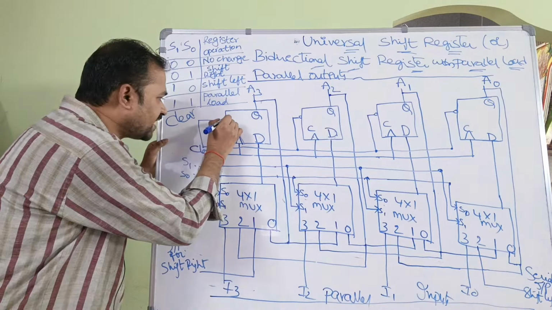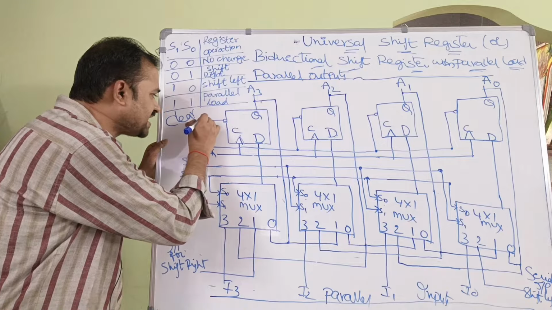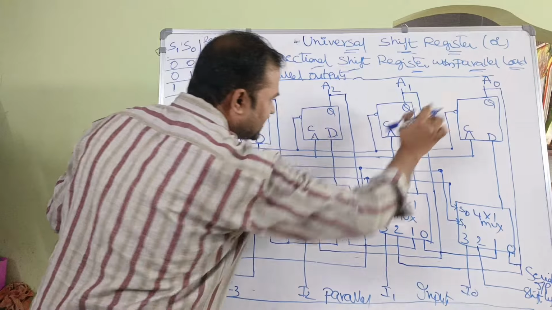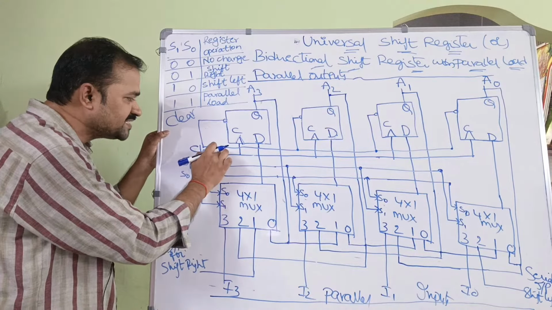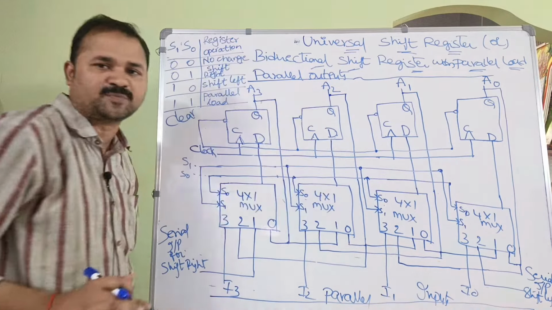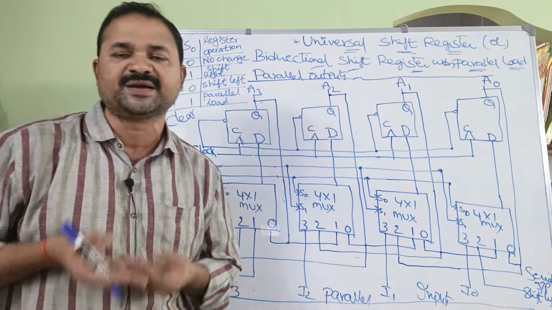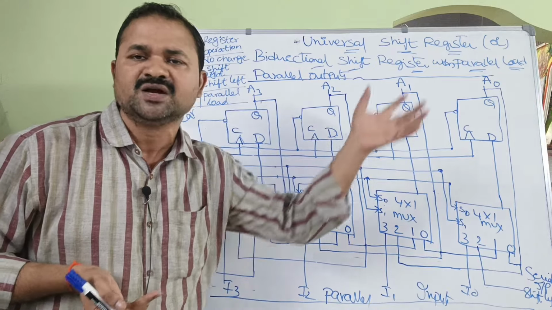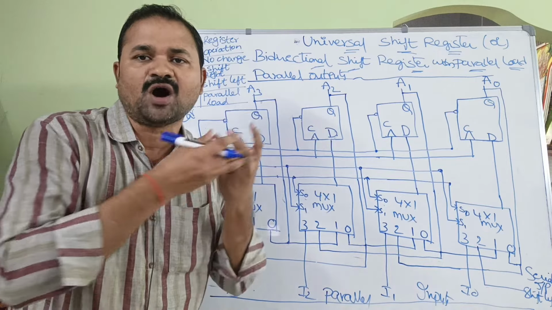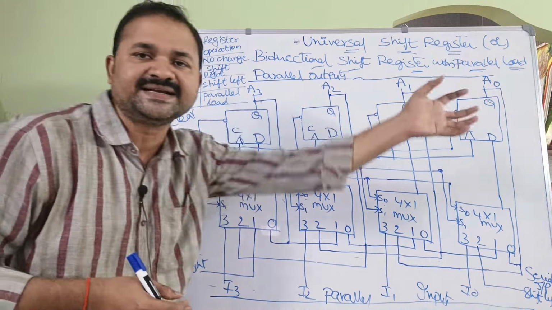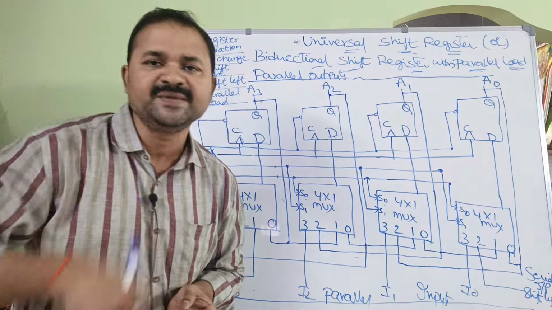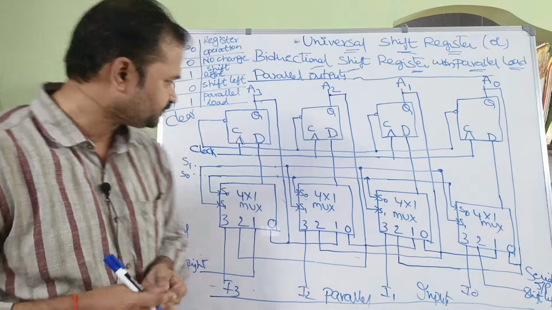Next, this small bubble line represents clear. So here this first line is the clear input. The clear input is enabled on all the flip-flops. After performing the shift right operation, the register or flip-flops may contain some data. If you want to clear that data, that means if you want to make those flip-flops contain zeros, then we can enable the clear input. So clear means making the data 0.